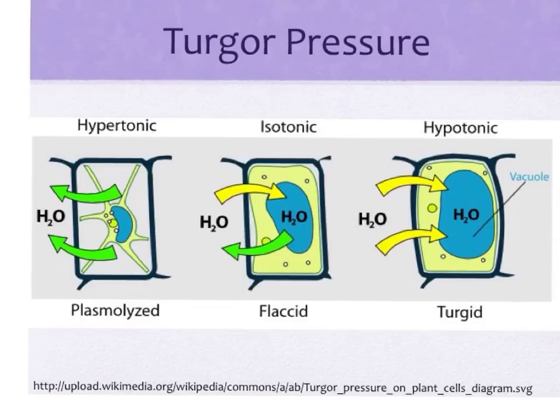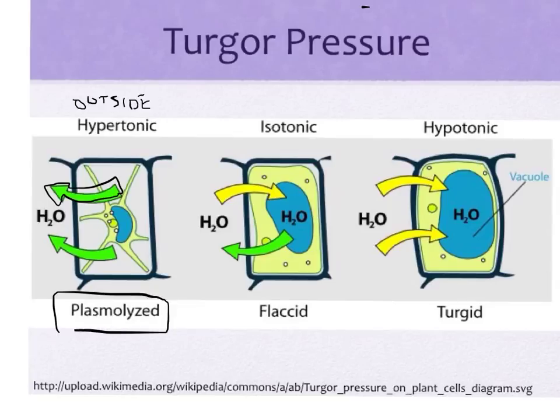Sometimes, as we look at these different solutions, if the outside of the cell is hypertonic, that means high concentration, water will tend to flow out to try to balance and reach that equilibrium. And we have plasmolyzed the cell. It will shrivel up and will not do very well. If the flow is dynamic equilibrium here, or the same amount of water is flowing in and out, the cell tends to be flaccid or just a little bit loose.